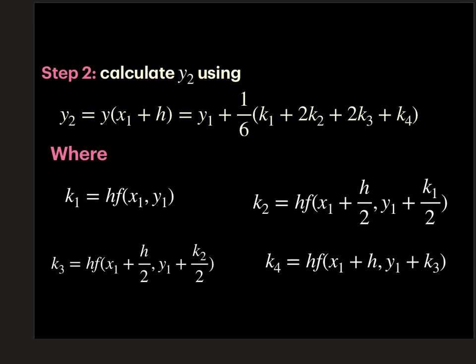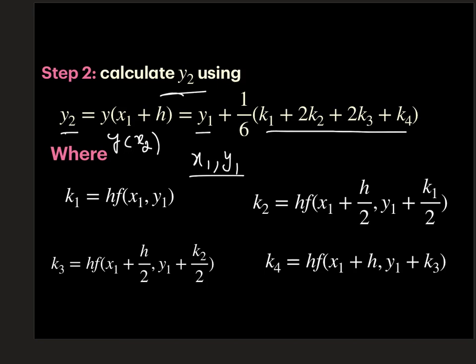Similarly, if you want to find y2, y2 is y of x1 plus h, which is nothing but y of x2. So now the current y is y1. When you are going to find y2, the current y is y1. So y1 plus the same formula, the average of k's, 1 by 6 times k1 plus 2k2 plus 2k3 plus k4. Here, when you are going to find the y2 value, the current values available are x1 and y1. These values are available as a pair.